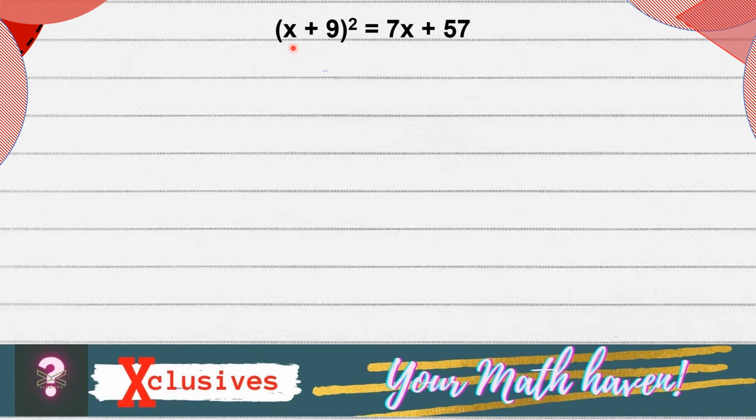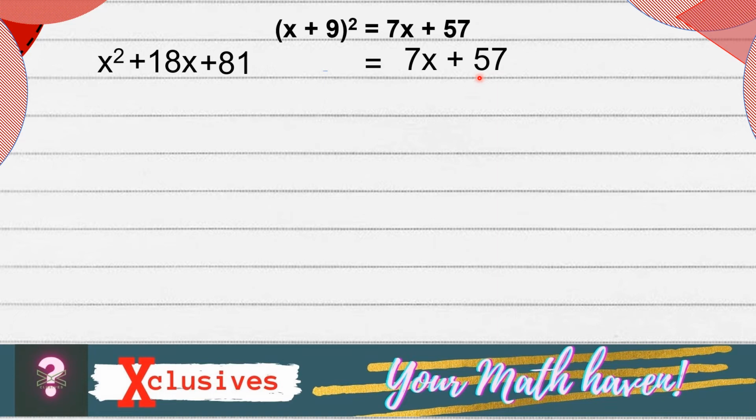We are going to square first the first term, so the square of x, that is x squared. Second, we are going to multiply the first term and the second term times 2. So x times 9, that is 9x, times 2, we have 18x. Now for our third term, we may square the second term of this binomial, and the square of 9, that is 81, is equal to 7x plus 57.